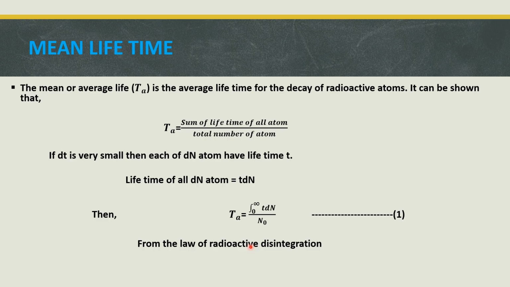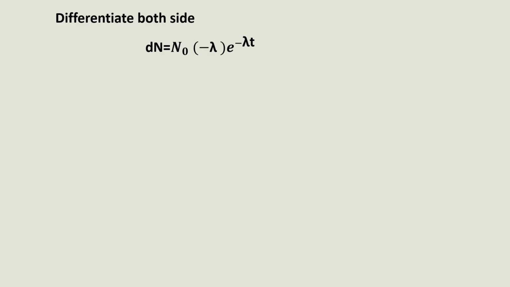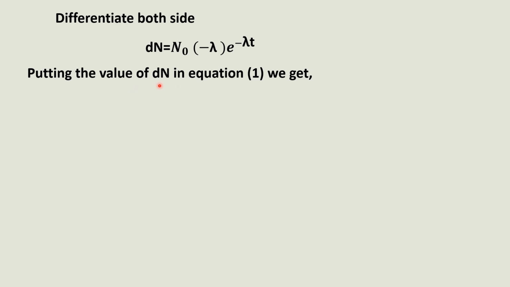From the law of radioactive disintegration, n is equal to n naught e to the power minus lambda t. Differentiating both sides of the law of radioactive disintegration, dn is equal to n naught times minus lambda e to the power minus lambda t. After putting this value of dn in equation 1, we get TA is equal to the integration with limits infinity to 0 of t n naught minus lambda e to the power minus lambda t by n naught.